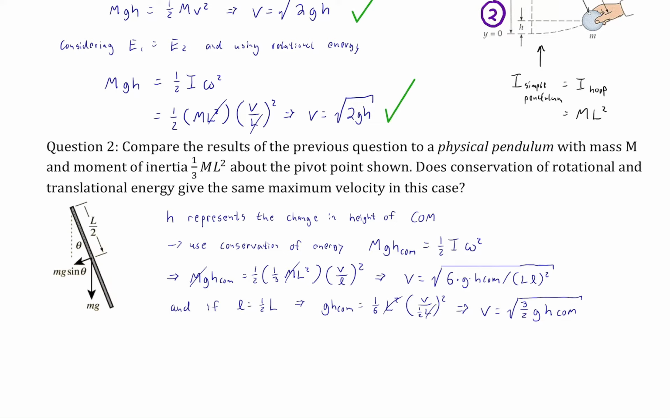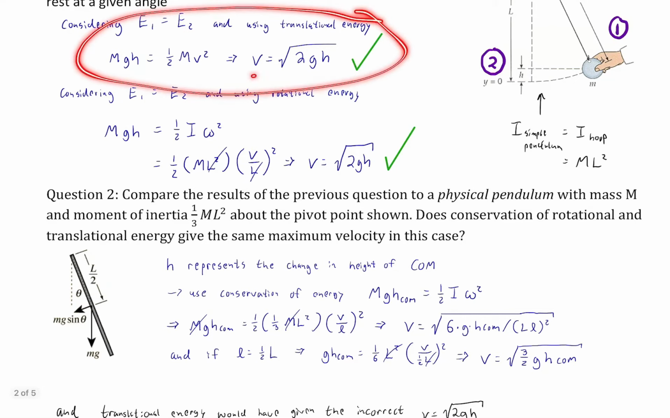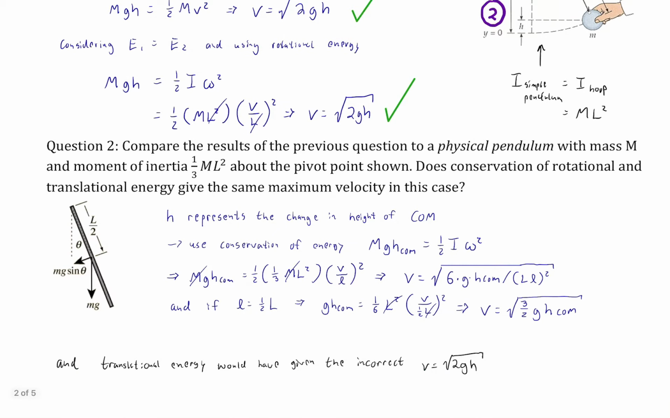But again, it's not the same fundamentally. And so that tells us that if we were to use translational energy, which would just give us square root of 2gh, it would be wrong. We have to use rotational energy for this more realistic type of pendulum. And that is part of the beauty of rotational systems: they allow us to do things in a more real-life way. And that's so valuable.